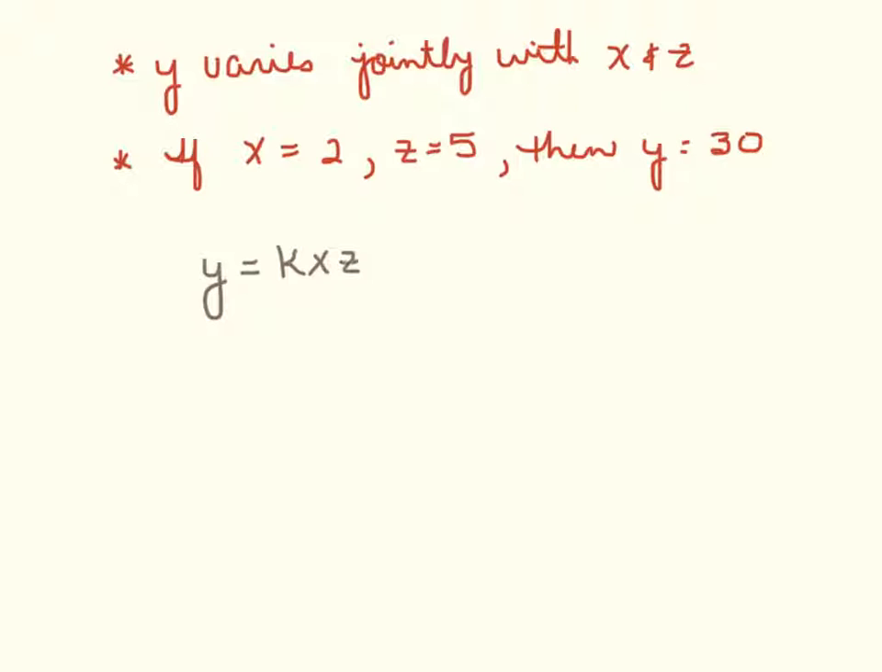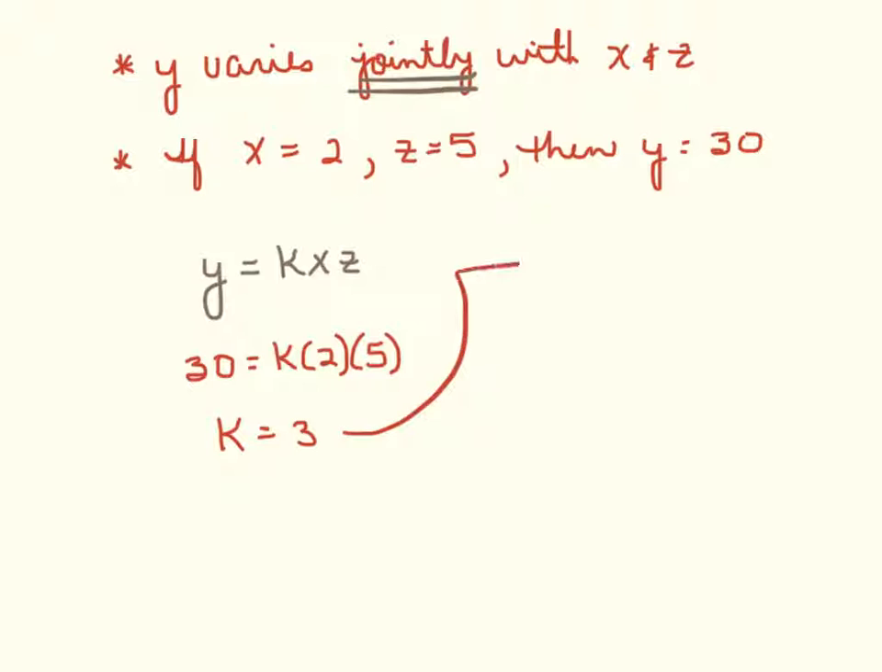I get that equation from the fact that it said jointly, and this is my joint model. Then I can use the fact that when y is 30, x is 2, and z is 5. That's 10, and divide both sides by 10. I find out k is 3. So now I have my equation. Y equals 3xz. Give me another x and z, and I can figure out a corresponding y value that goes with that group.